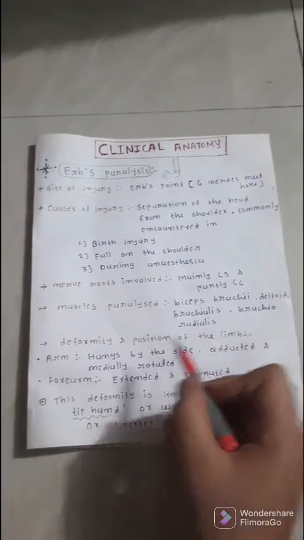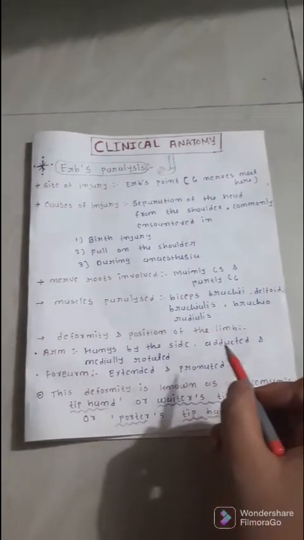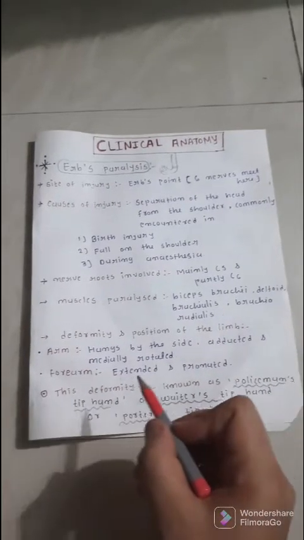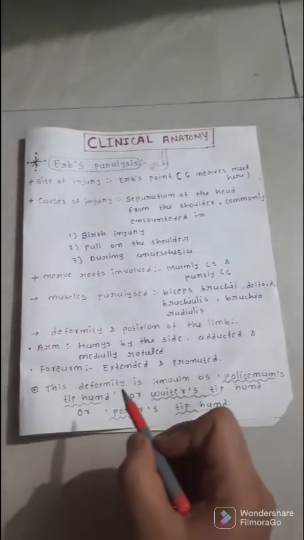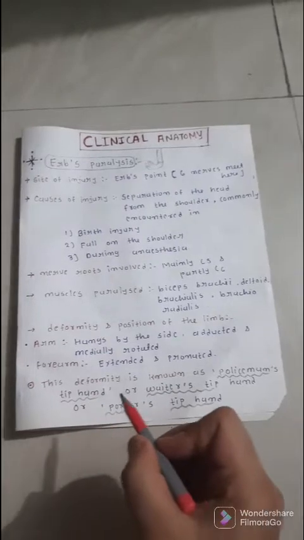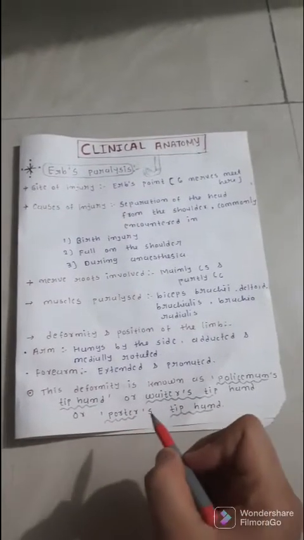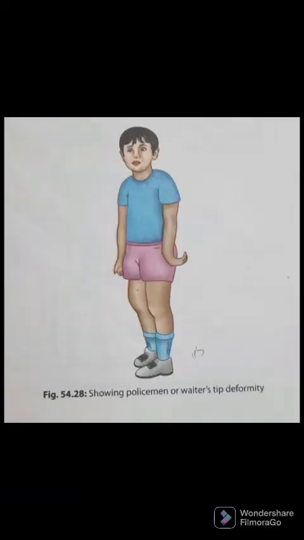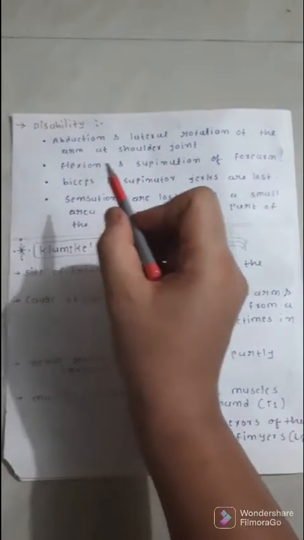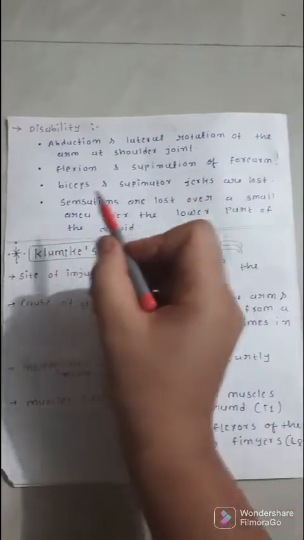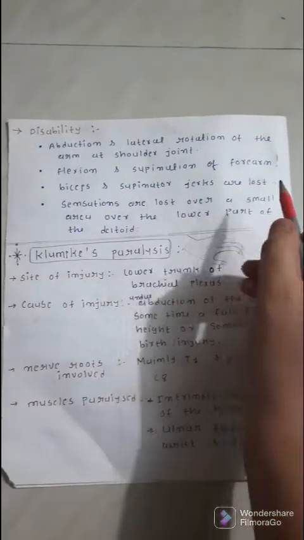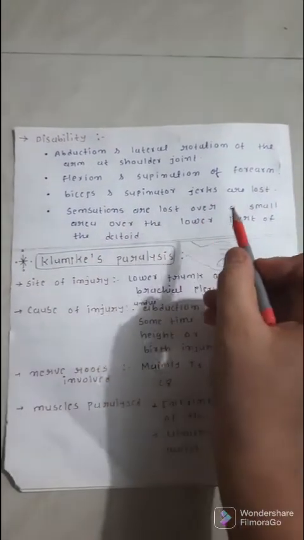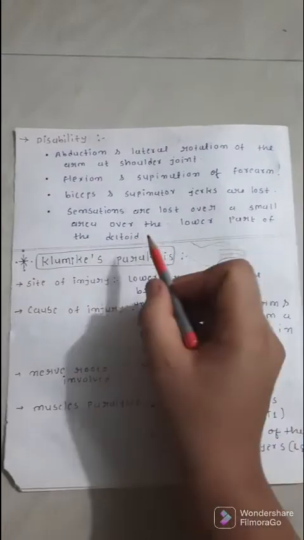Deformity and position of the limb: the arm hangs by the side, adducted and medially rotated. The forearm is extended and pronated. This deformity is known as policeman's tip hand, waiter's tip hand or porter's tip hand. This is very important for MCQ. Showing the diagram here. Disability: abduction and lateral rotation of the arm at the shoulder joint, and flexion and supination of the forearm are lost. Biceps and supinator jerks are lost. Sensation is lost over a small area over the lower part of the deltoid.